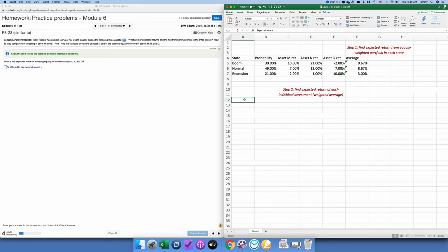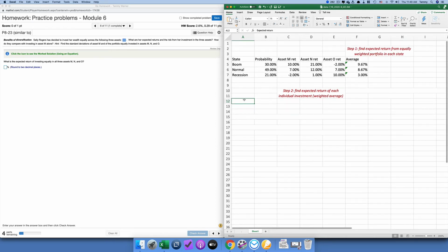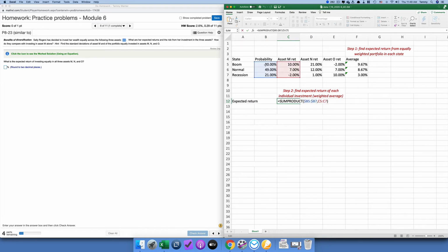So the second step is we want to find the expected return on each individual investment. That is the weighted average, right? So this is where we use that sum product function. Right, and so for asset M, the expected return is 30% times 10 plus 49% times 7 plus 21% times -2. Okay, and we do that for each of these assets. Okay, so that's your second step in doing this kind of an analysis.